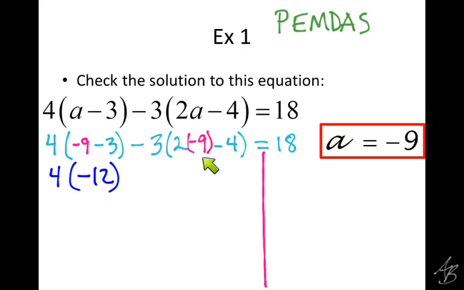Inside of this parentheses, am I going to do my multiplication first or my subtraction first? What comes first, multiplication or subtraction? Multiplication. So what's 2 times negative 9? Negative 18. And then we have negative 18 minus 4, which is? So we get negative 22 in the parentheses here, and then on the outside of that we have our minus 3.